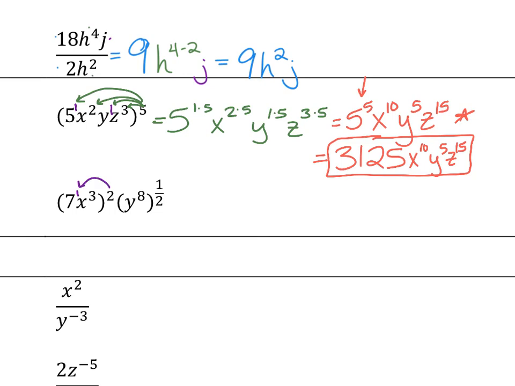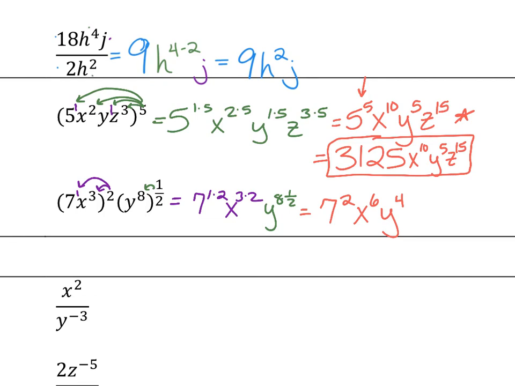And now we use the power of a power rule to not do real distribution, even though it looks like it. This is 7 to the 1 times 2, x to the 3 times 2, and y to the 8 times 1/2, or 0.5. So what is 1 times 2? 7 to the 2nd power, x to the 6th power, y to the 4th.